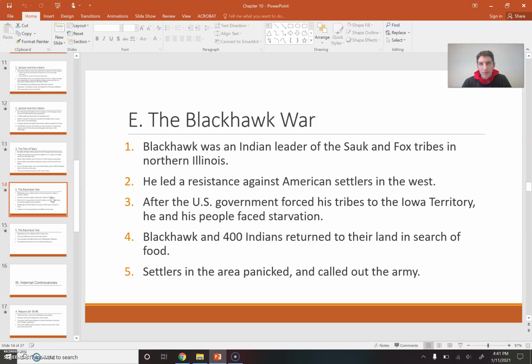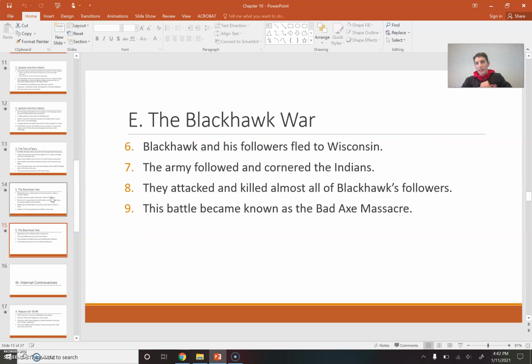And at this point, the American settlers saw Black Hawk and his tribe coming across the border, and it scared them because they thought he's here to wage war again. So they called on U.S. troops. U.S. troops came, and Black Hawk and his tribe fled. And so the U.S. troops gave chase, and they ended up cornering them in a certain location where they had to fight this battle we now call the Bad Axe Massacre.